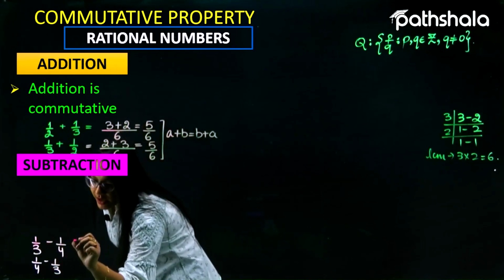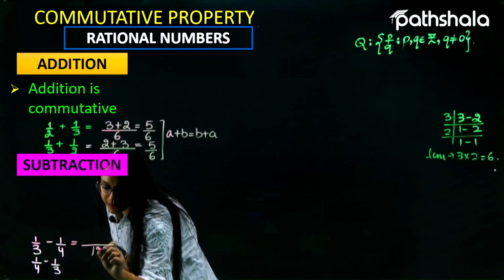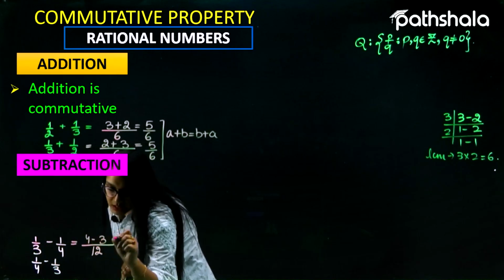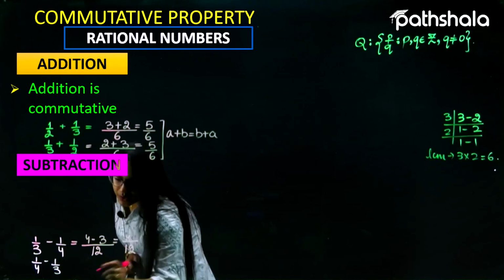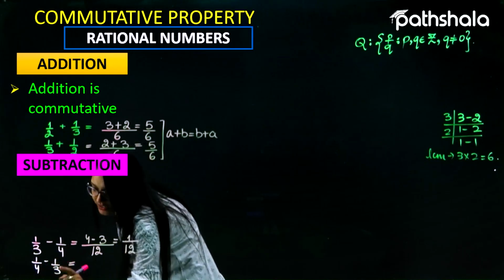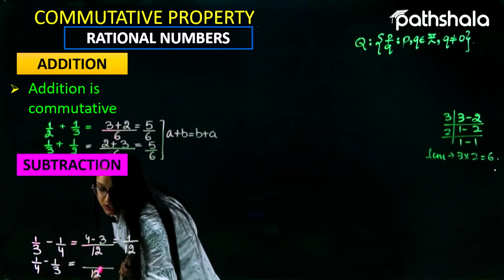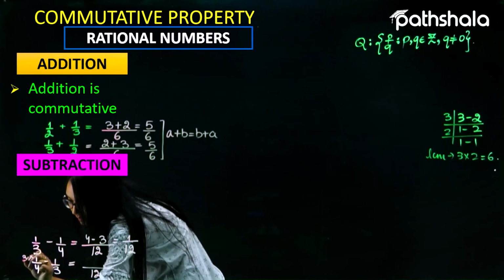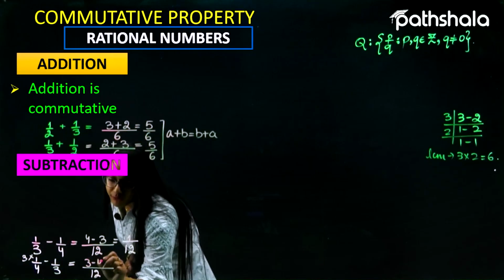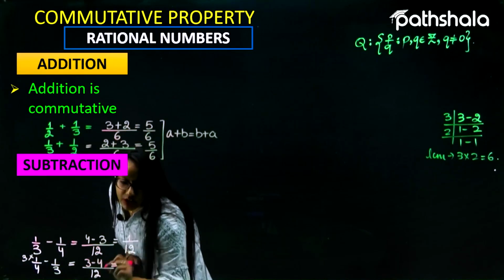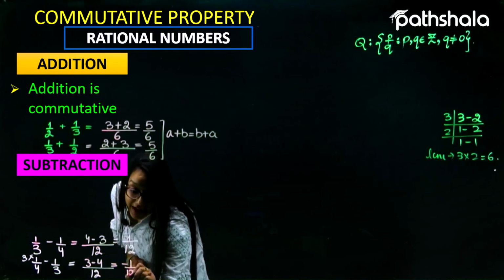So for 1 by 3 minus 1 by 4, I'm taking the LCM of 3 and 4. The LCM is nothing but 12. So 4 minus 3 is nothing but 1, so it is 1 divided by 12. In the second case, 1 by 4 minus 1 by 3, the LCM is again 12. But 4 3s are 12, meaning 3 will be multiplied with the numerator 1. So 3 ones are 3, minus 4. The answer is different over here. Why so? 3 minus 4 is minus 1, so it is minus 1 by 12.